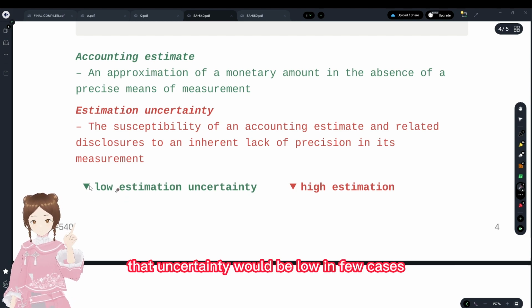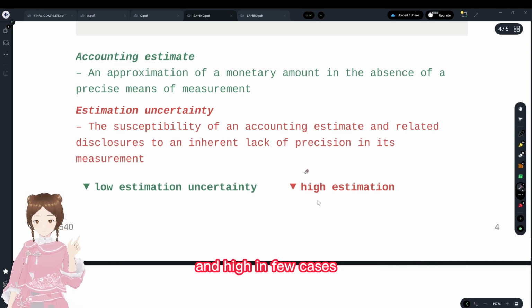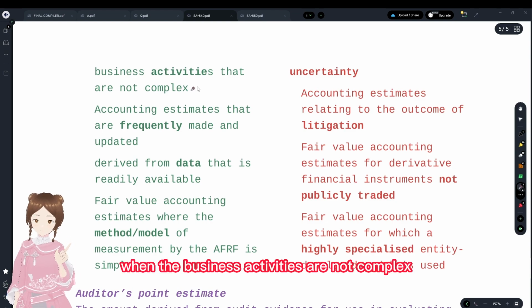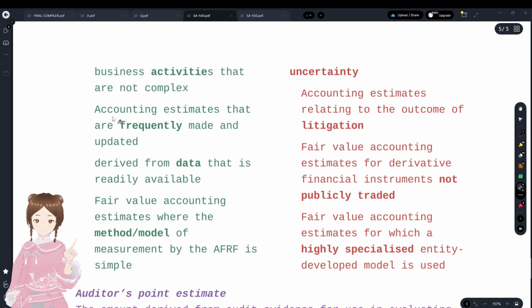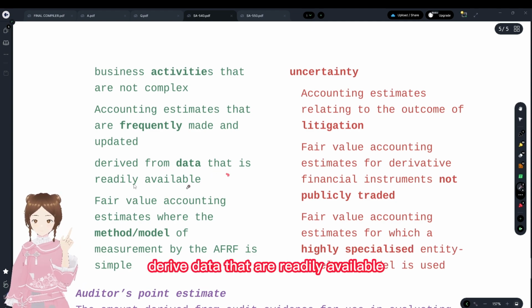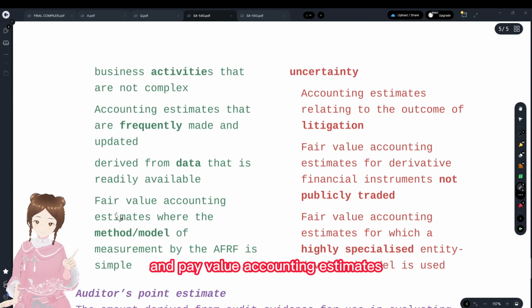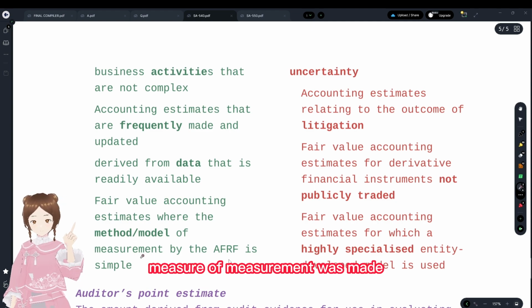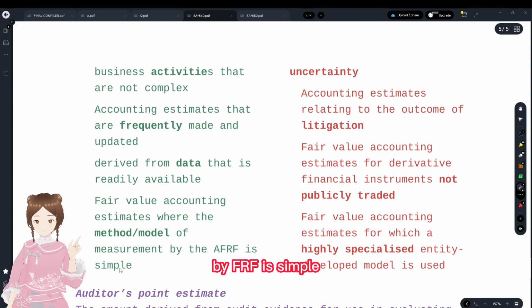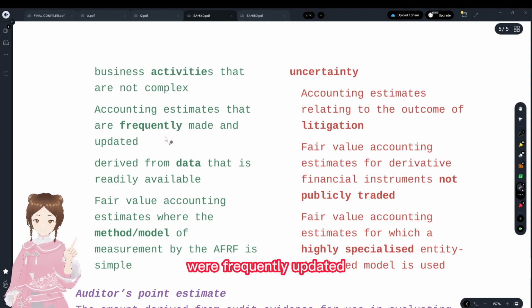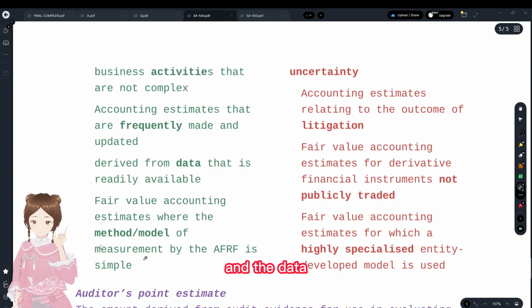That uncertainty would be low in a few cases and high in a few cases. We'll see those. Low when the business activities are not complex, accounting estimates are frequently updated, derived from data that are readily available, and fair value accounting estimates where the method or model of measurement prescribed by the AFRF is simple. You see, the activities, the period, the frequency were frequently updated, and the data and the model were simple.